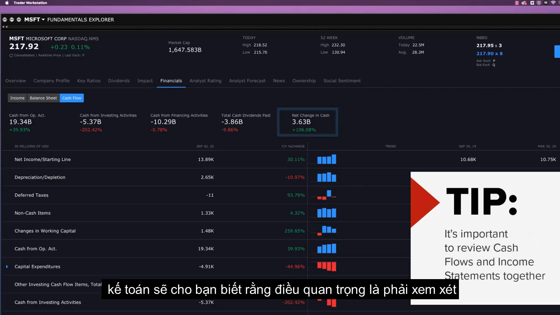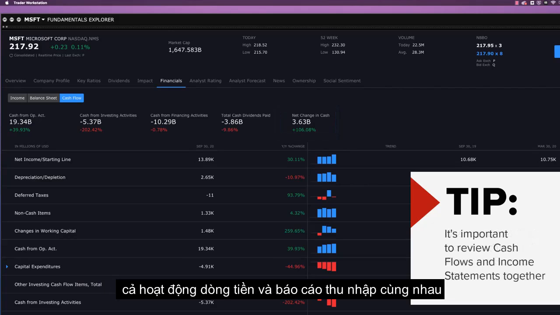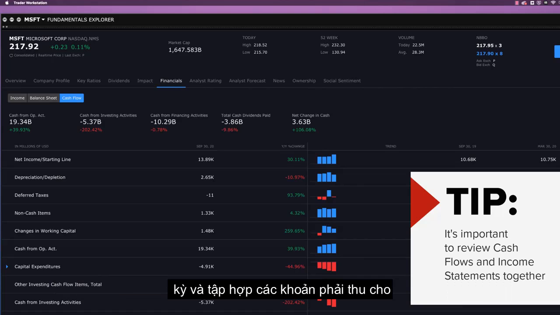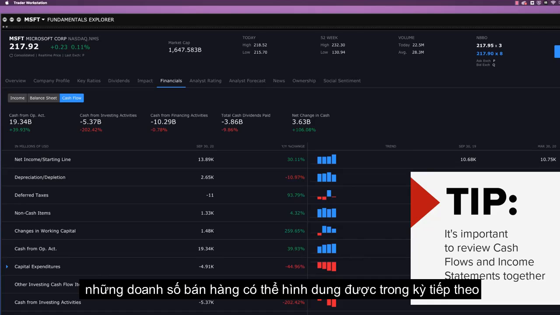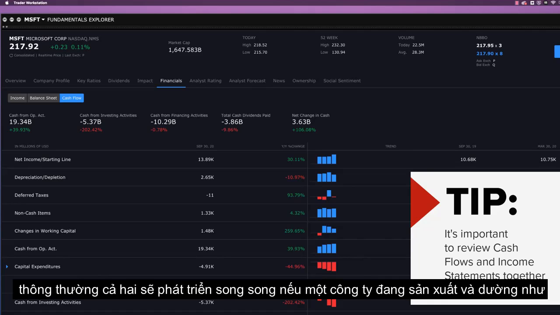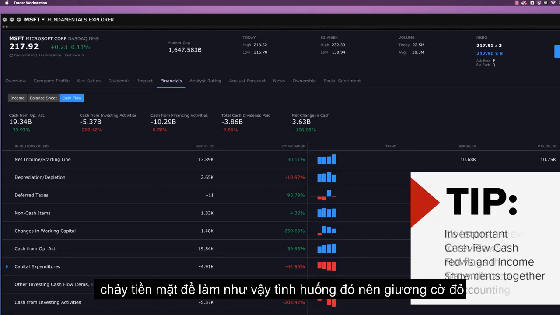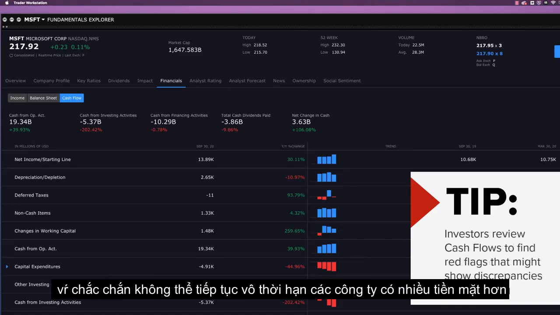Accountants will tell you that it is important to review both cash flow operations and income statements together. While it is reasonable to believe that production and sales might occur in one period and that collection of receivables for those sales could conceivably happen in the next period, ordinarily the two should grow in tandem. If a company is producing and apparently selling increasing volumes of product, yet bleeding cash in order to do so, that situation should raise a red flag and certainly cannot continue indefinitely.